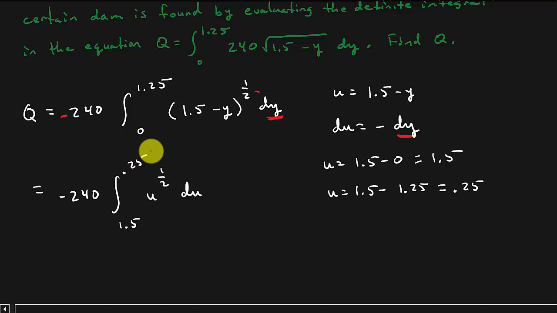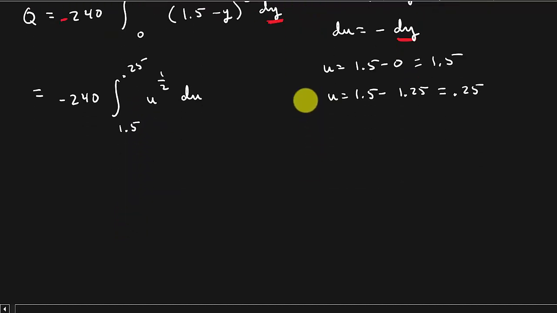All right. So remember what I talked about earlier, these limits here. See how the larger one's on bottom, the smaller one's on top? Let's switch them. Why are we switching them? Because I think you're less likely to make a careless mistake. And what is it going to do? It's going to get rid of that negative out there. So you don't do what I did in the previous problem and forget to bring that negative with us. So we got 240. And that's going to be 0.25 to 1.5 u to the 1/2 du.